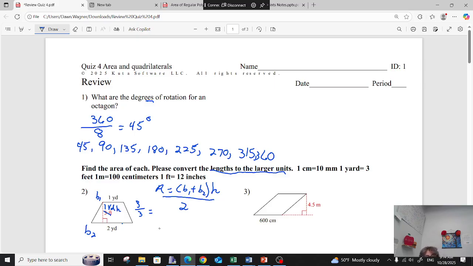So I'm going to add base 1 and base 2 together, or just substitute in 1 plus 2 times 1 divided by 2, which equals 3 times 1 is 3 divided by 2, which is 1.5 yards squared.